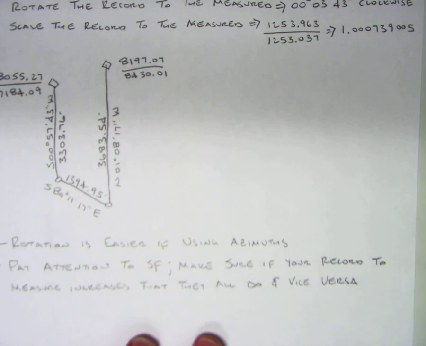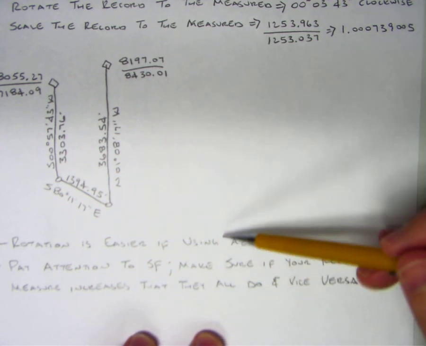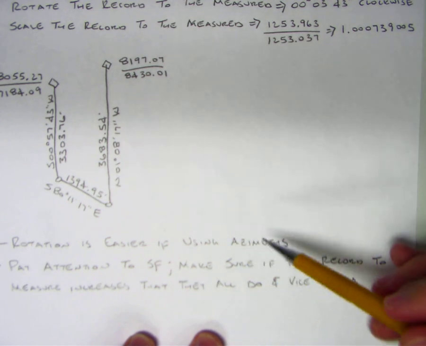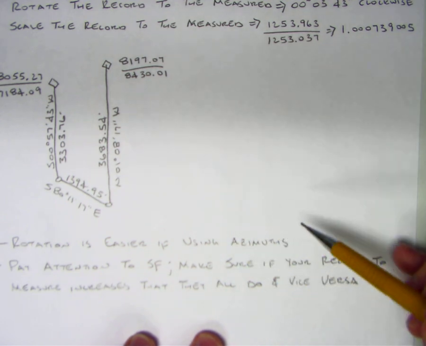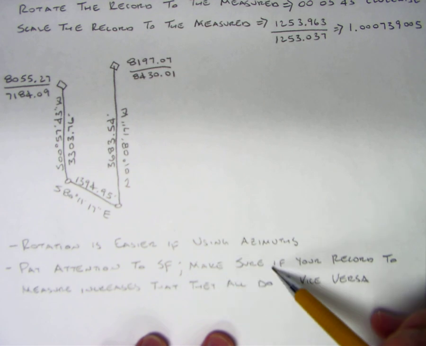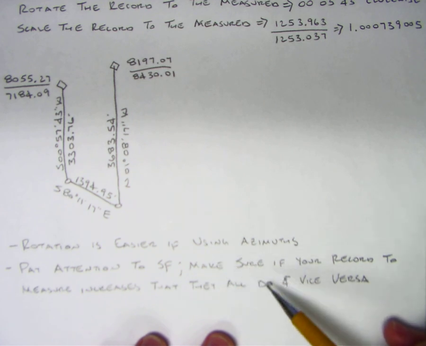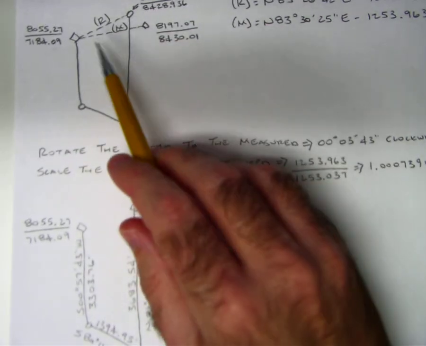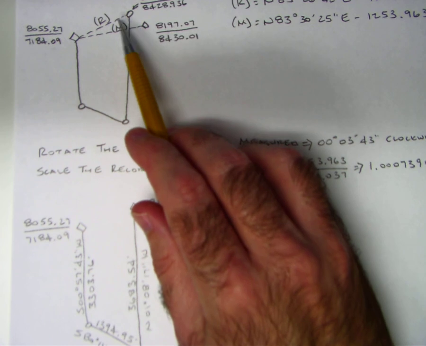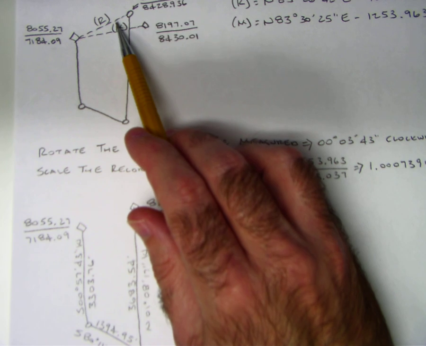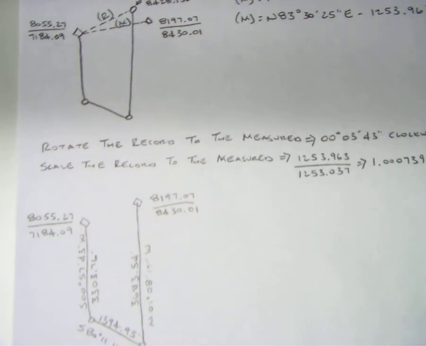And a couple of things to mention is the rotation is easier in my opinion if you use azimuths. So I convert everything to azimuths and just rotate the azimuths, then convert back to bearings. And pay attention to your scale factor. Make sure if your record to measured increases that they do on all, and vice versa. So if the measured here is greater than the record, then the record needs to increase. If the measured is shorter than the record, then all the records need to decrease in distance.